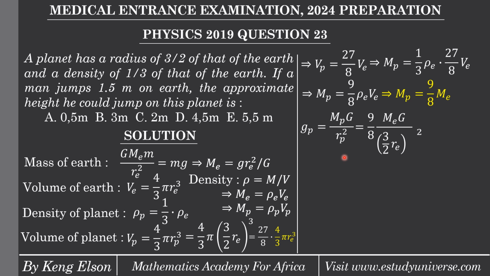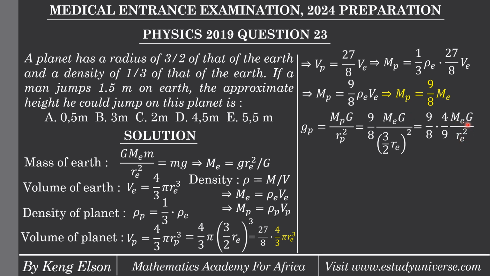Now we are going to find this in terms of the gravitational field strength of the earth, which is g. Since I have the mass of the planet as 9/8 times the mass of the earth, I'm going to replace it. I'm going to have here 9/8 times mass of earth times G. The radius of the planet is 3/2 times the radius of the earth, but we have to square. So when we square this denominator, we are going to have 9 divided by 4. But since it is in the denominator, then the denominator of it will go to the numerator. So we are going to have 4/9. So we are going to have 9/8 times 4/9 times M_E G over R_E squared.